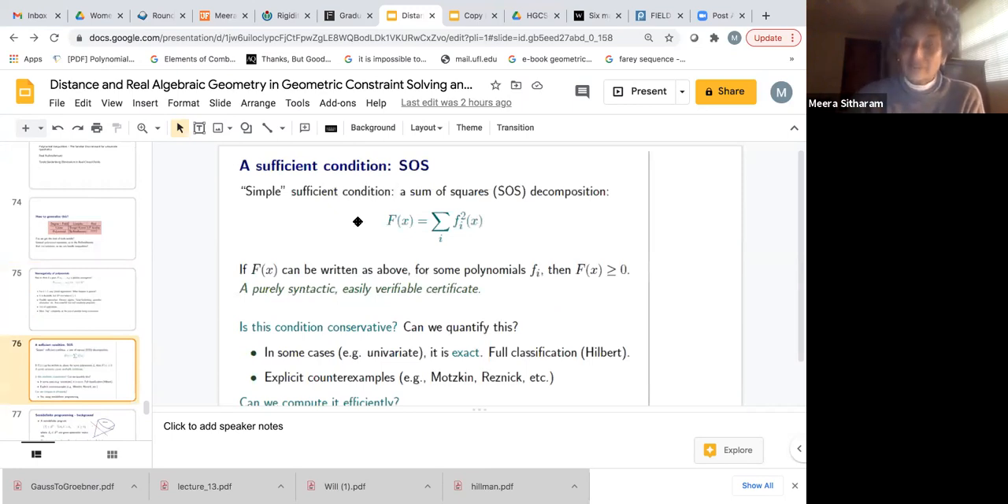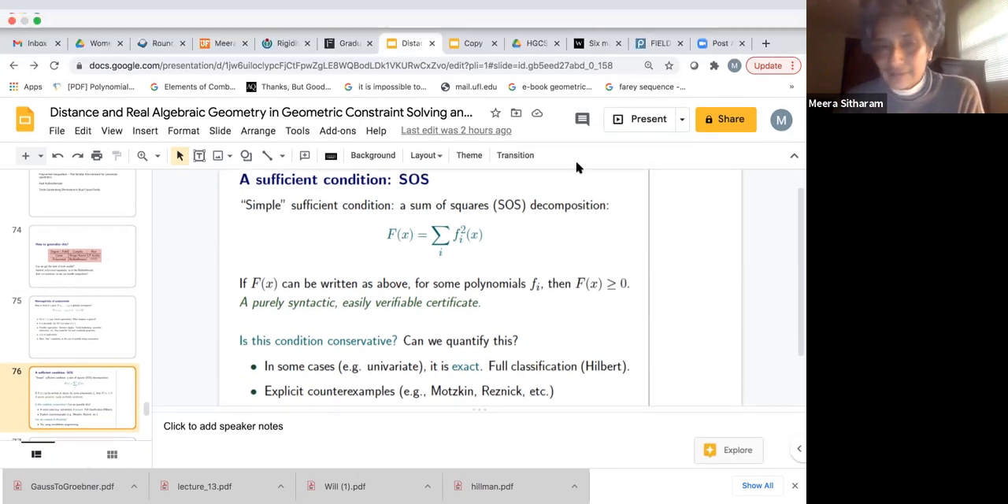There's a simple sufficient condition for f to be always non-negative: that it is what is called a sum of squares. This is a very key technique, and just be patient. It seems that I'm going all over the place, but this is going to come full circle and connect to something we've seen before. That's why I want to go through this today. We're already at 11:38.